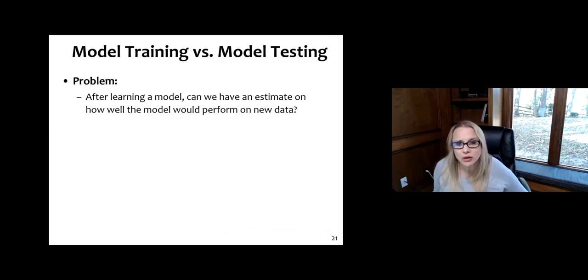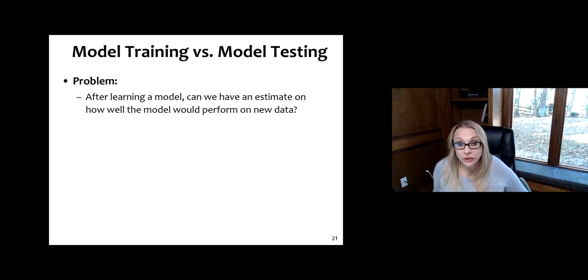So let's talk about model training versus model testing. Here's the problem. After learning a model, can we have an estimate of how well the model will perform on new data, or data that it hasn't seen yet? So really, we do not.